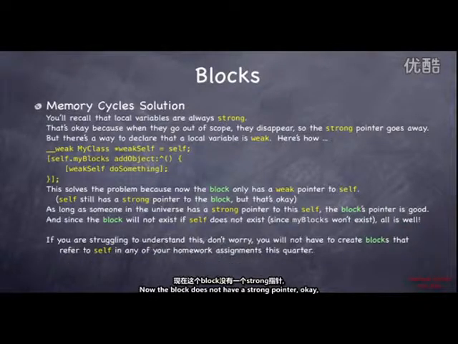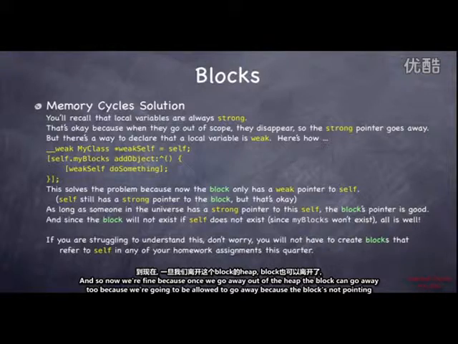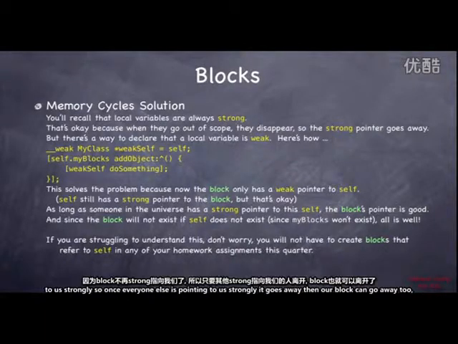Now the block does not have a strong pointer to self. It has this weak pointer. Make sense? And so now we're fine, because once we go away out of the heap, the block can go away too, because we're allowed to go away, since the block's not pointing to us strongly. So once everyone else who's pointing to us strongly goes away, then our block can go away too.